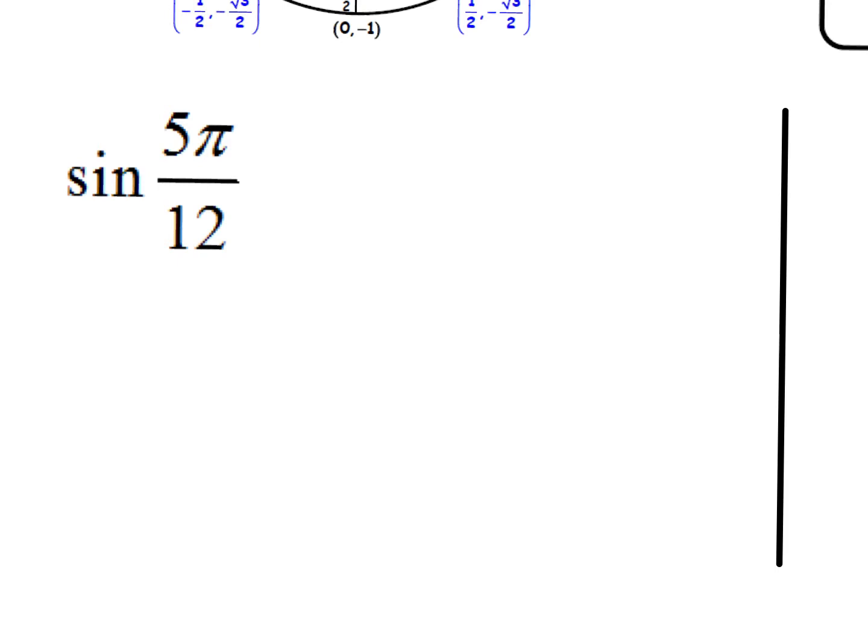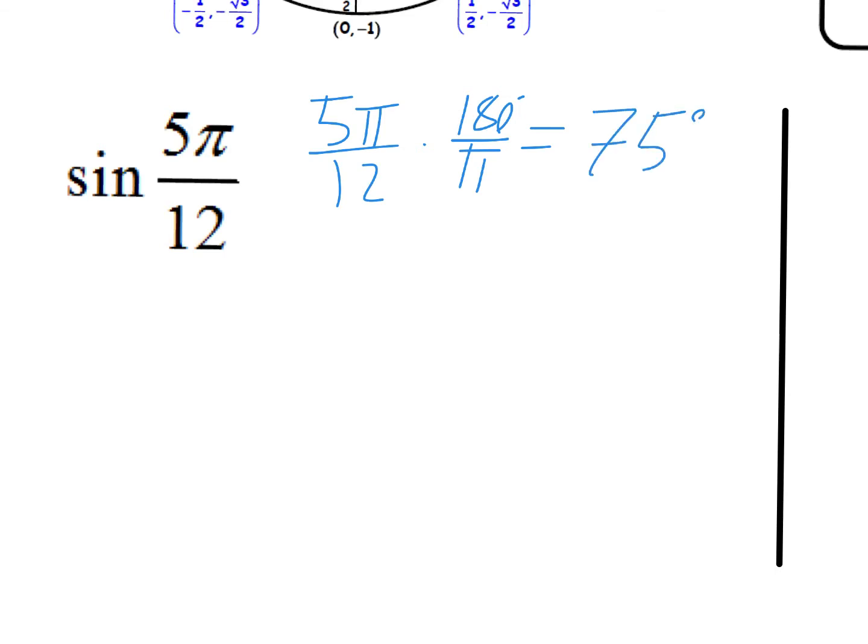So we're going to use our degree conversion formula of whatever we were working with, 5 pi over 12, times 180 degrees over pi. Solve it out, simplify, and we'll get 75 degrees. So we're looking for the sine of 75 degrees. Now 75 degrees, it's not on our unit circle. It's somewhere between 60 and 90, but 75 itself is not on there.